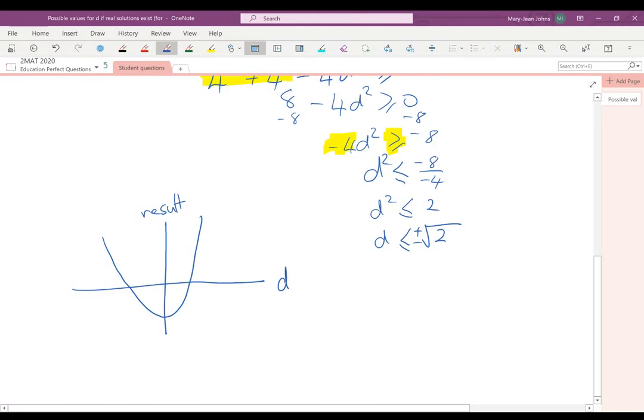I have two solutions here. One is a negative square root of 2, and the other is a positive square root of 2. But I'm looking for where the result is negative. Here, my result happens to be negative. Have I put that the right way around? I'm not sure. No, this should be d.